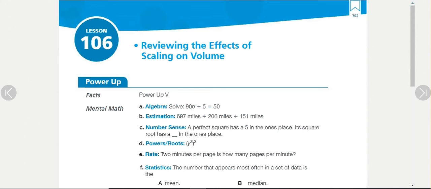Course 3, Lesson 106 is really just a short review of what we already know about the way scaling works when you have three dimensions, meaning volume. Because it's a shorter review, this gives you more time to focus on your written practice. Try to get all of those right.